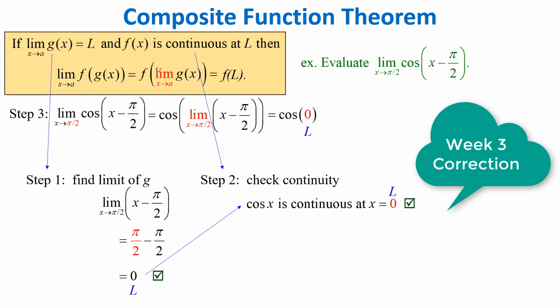Originally, it said that the limit as x approaches a of f of g of x is equal to f of the limit as x approaches a of g of x. And that makes sense because as long as we have continuity, we can just take the limit and move it inside to the inner function. But the result of it shouldn't be L like it previously stated. It should be f of L like it shows in the example. So apologize for any inconvenience that may have caused.